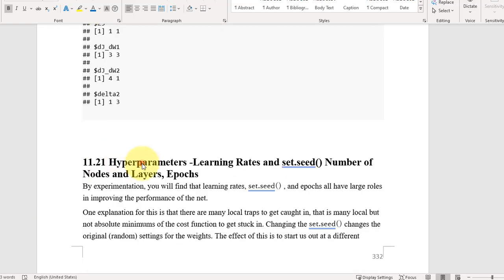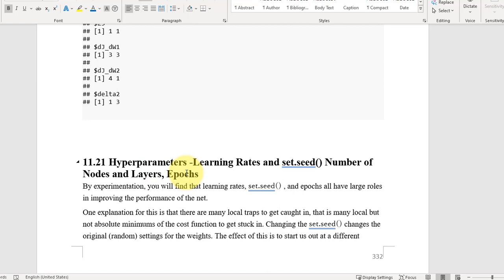Okay, let's talk a little bit about what are called the hyperparameters. In our coding so far, we have the learning rate, and we're using the set seed, which typically is not considered a hyperparameter. It's just a way to produce reproducible results so that somebody else running your code will get the exact same results as you, even though they're using random number generators. But we can also think of it as a hyperparameter, and you'll see what I mean in a minute. Also the number of nodes and layers and the epochs.